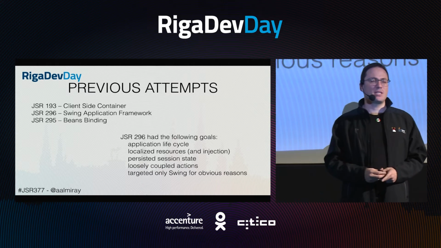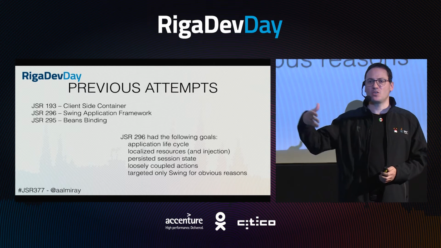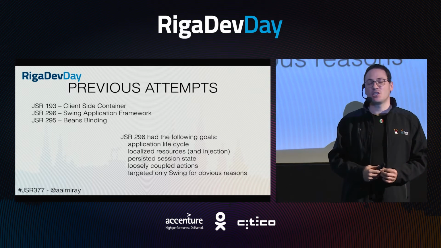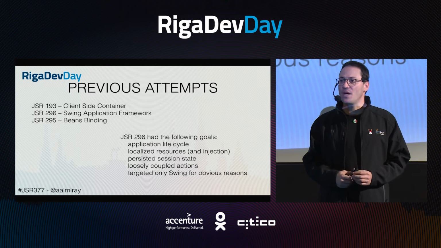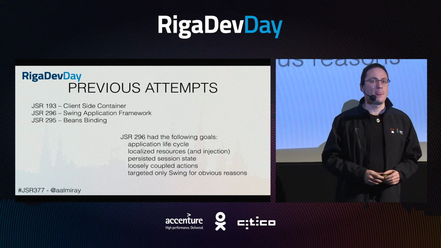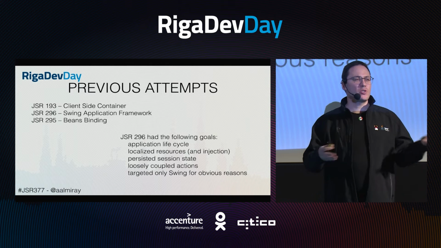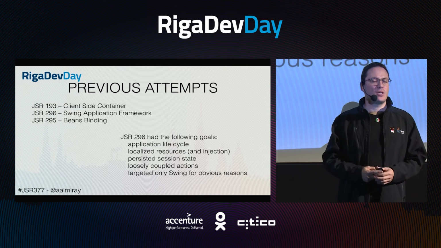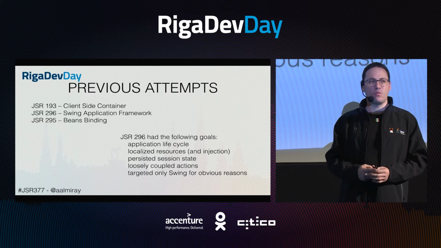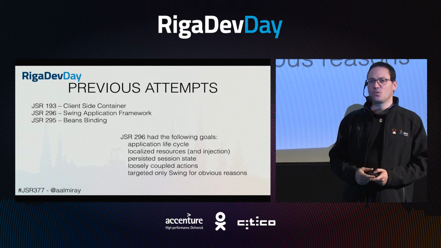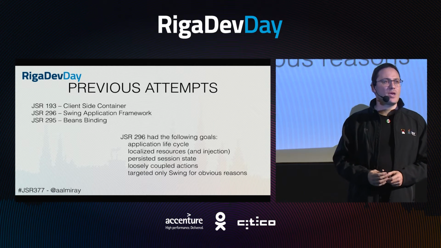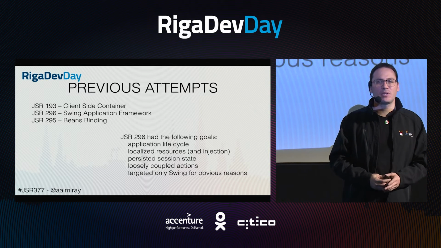For some reason, this didn't come to fruition, and some years later we got JSR 296, also known as the Swing Application Framework. Many people were excited about this one, myself included, but for some reason or another it never came out in its final form. We also got JSR 295, which allows us to have beans binding or property binding.